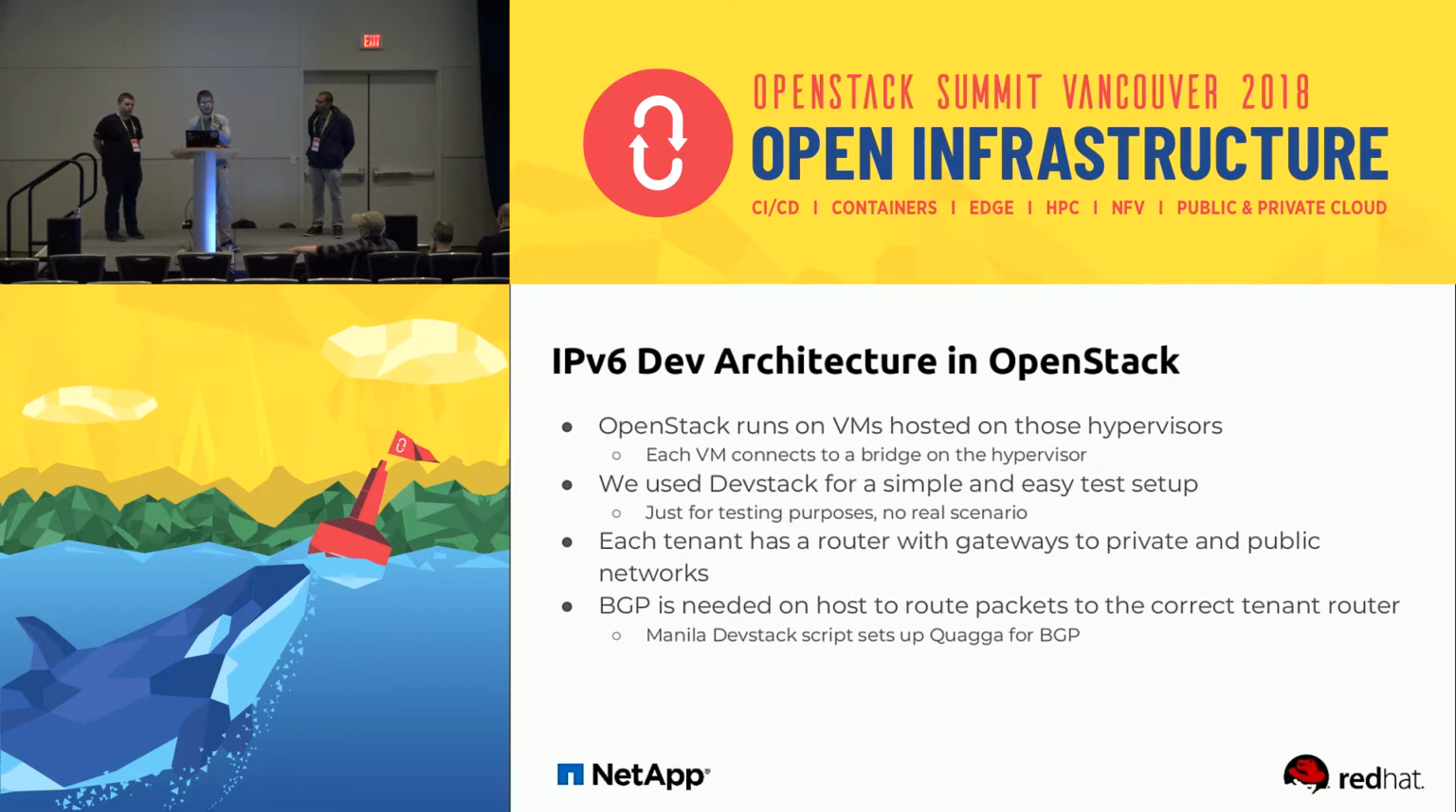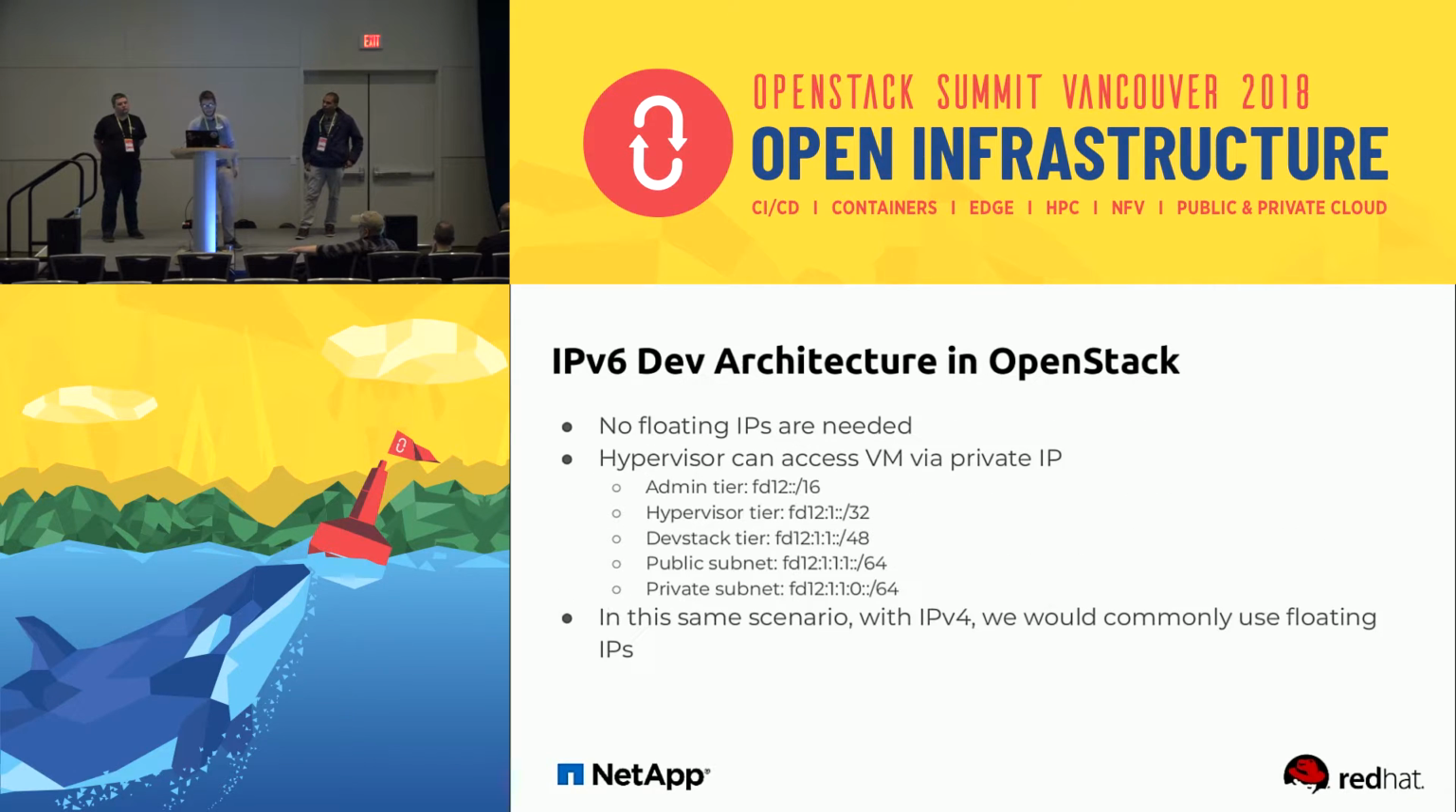In this example, each tenant has a router, which works as a gateway to the public network. And then to route those packets to the correct router, we use BGP, so that's why we need Quagga. Quagga will run the BGP protocol to route those packets back to the correct routers. And in this case, no floating IPs are needed, so we can access the VMs from OpenStack. So the server instances we can access from within our hypervisor.